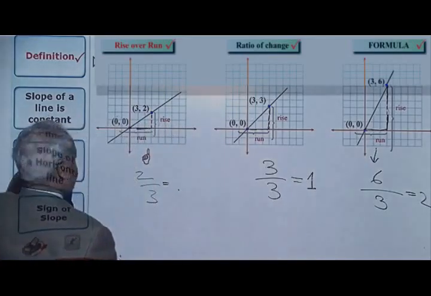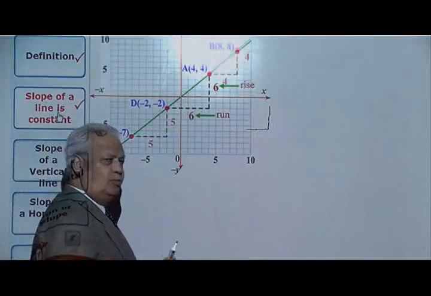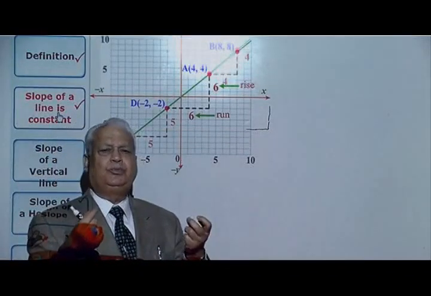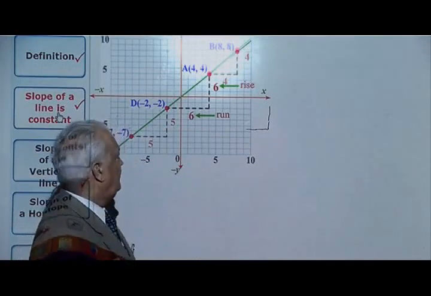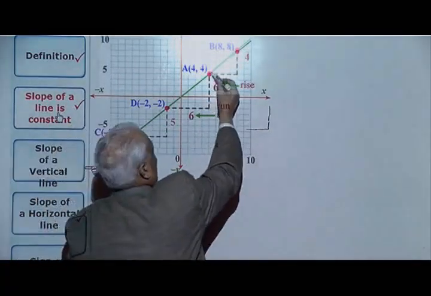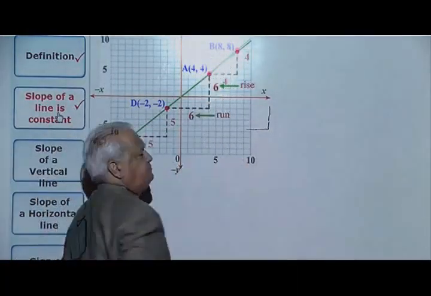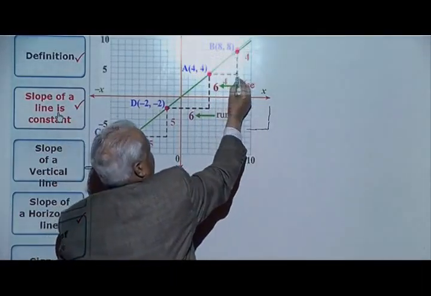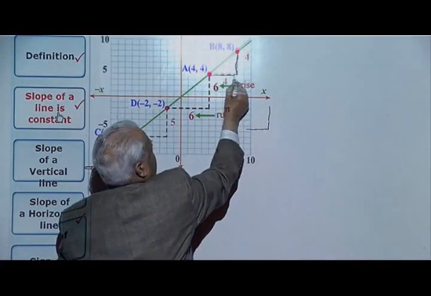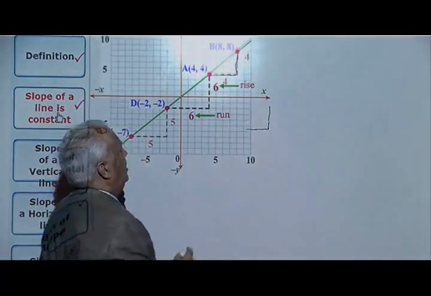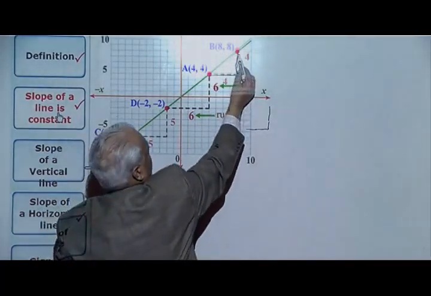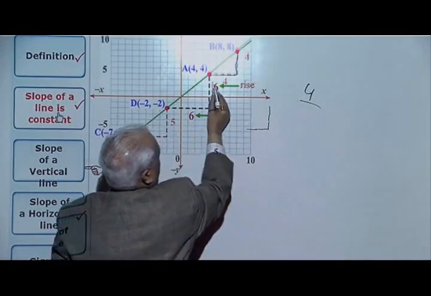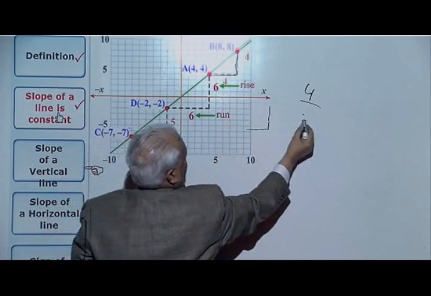Let's consider here: slope of a line is always constant, doesn't matter which 2 points you choose on it. Say for example, we pick point A and B. Between A and B, the rise is so much and run is this. And how much is that? 1, 2, 3, and 4. Rise is 4. And run is 1, 2, 3, and 4. Run is 4.